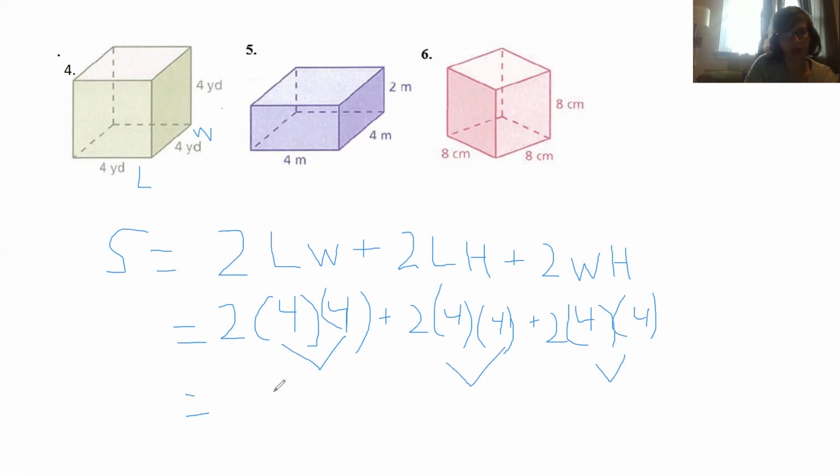You should get 2 times 4 is 8, 8 times 4 should give you 32. So 32 plus 32 plus 32, and then you would just add those 3 numbers up. I'll give you a minute.